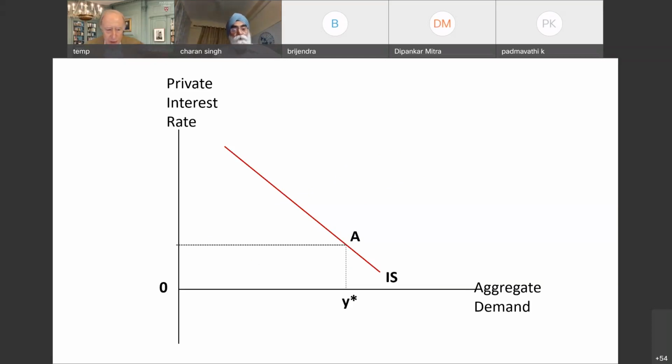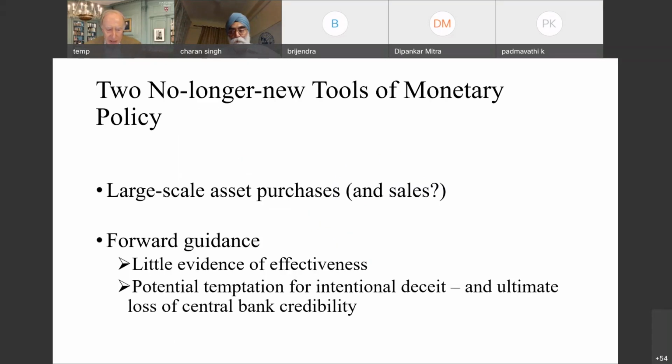So here we go. And again, here's the same transmission to the main economy. Well, analytically, that's fine, but I think there are two problems. One is that in contrast to the substantial evidence of effectiveness of large-scale asset purchases, my reading of the evidence is that there's very little evidence that forward guidance has been effective.